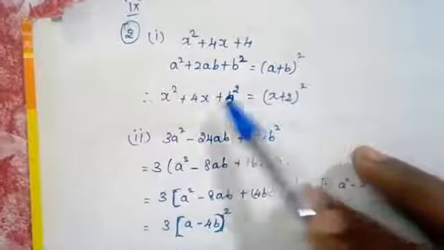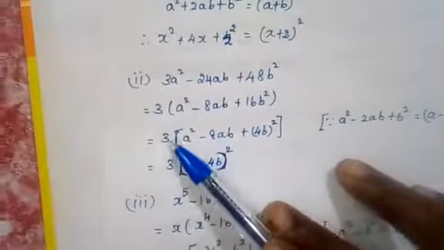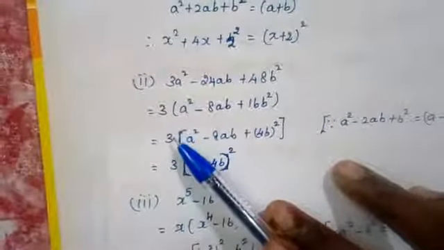For the next problem, 3a square minus 24ab plus 48b square. In these, 3 is common. This common term you have to take outside. For a square, it is 3 into a square. For 24ab, it is 8 into 3, so 8ab is remaining. For 48b square, it is 16 into 3, so 16b square. So now it is 3 into a square minus 8ab plus 16b square, where 16b square is written as 4b whole square. The 3 is outside, you have to keep it safe.